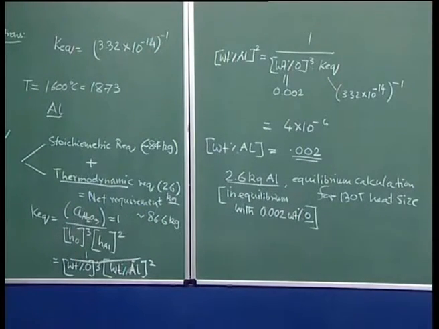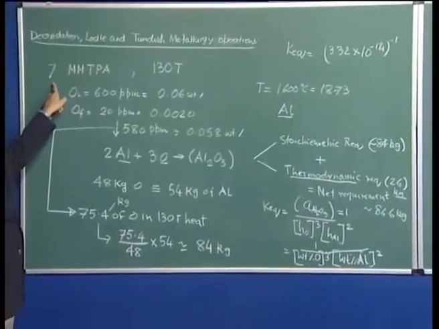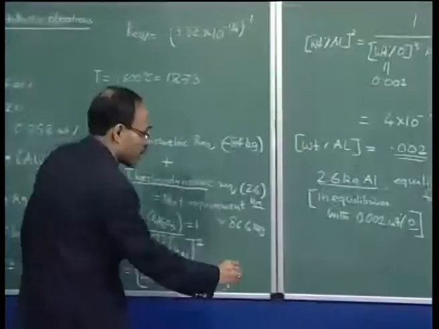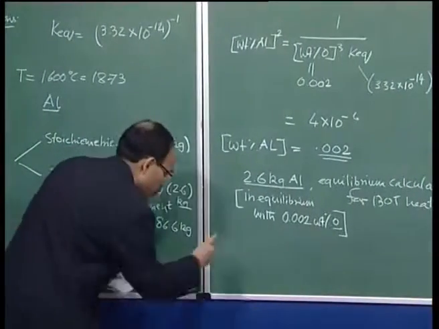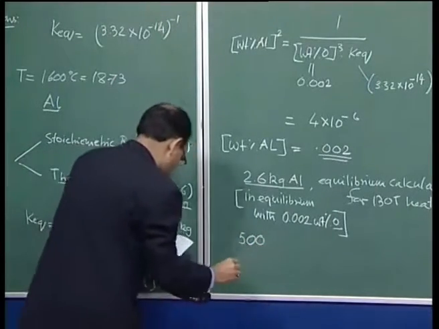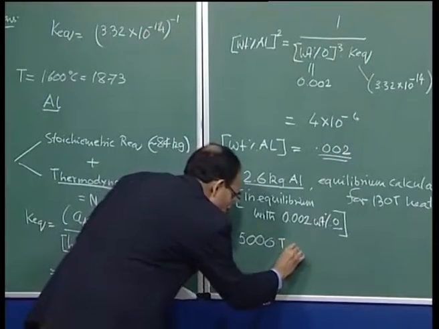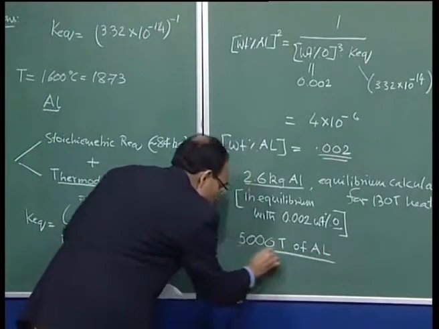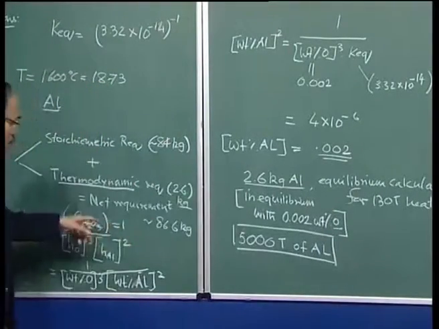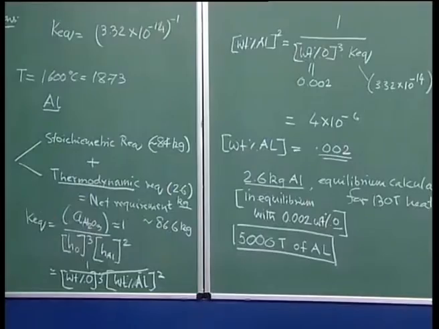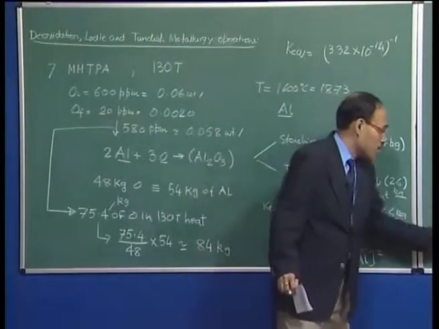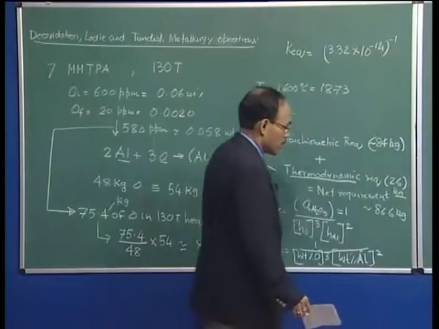And now if I translate it to 7 million tons of steel, you can imagine that value, and it is going to come out to be something like, I think, approximately 5,000 tons of aluminum. So this is the total requirement for the 7 million tons. For 130 tons of heat, we require 86 kg. So for 7 million tons of plant production, how much aluminum is going to be needed? Approximately 5,000 tons of aluminum.